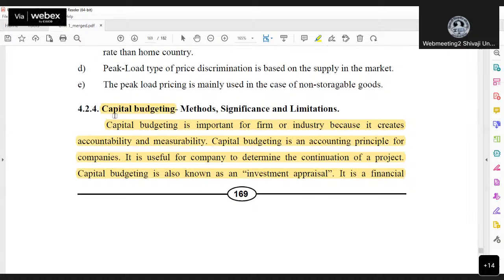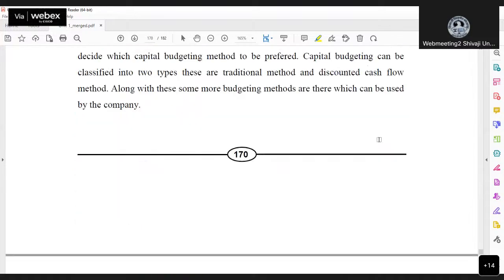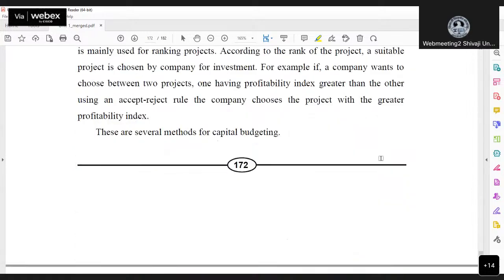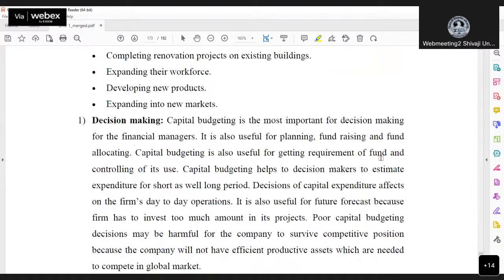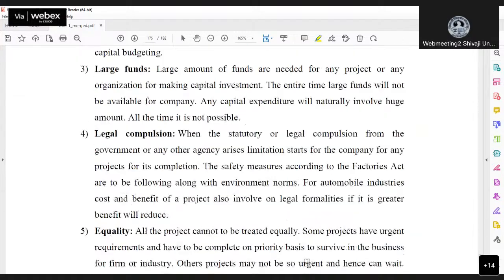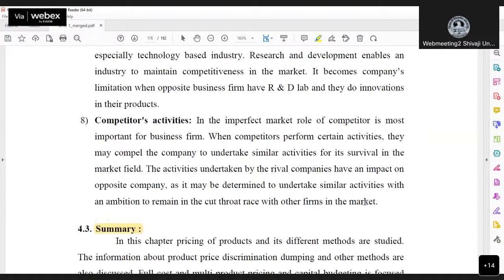It will give another concept: capital budgeting, method, significance, limitations. Capital budgeting means what? Why is it important? Its various types of definitions. These are theoretical concepts. You have to be familiar with them being a management student. So thoroughly read all these terminologies and try to understand them.